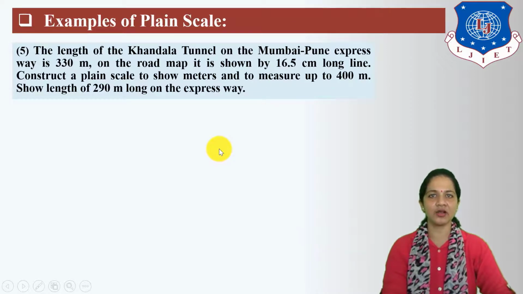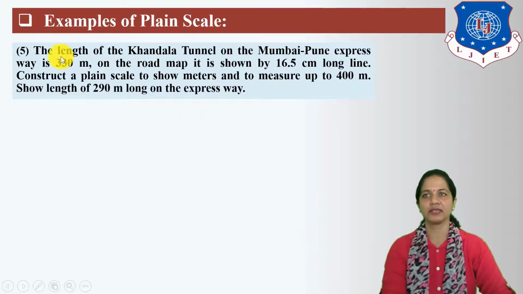Next, let us solve fifth example. The length of the Khandala tunnel on the Mumbai-Pune expressway is 330 meter. On the road map, it is shown by a 16.5 centimeter long line. Construct a plane scale to show meters and to measure up to 400 meter. Show length of 290 meter on the expressway.